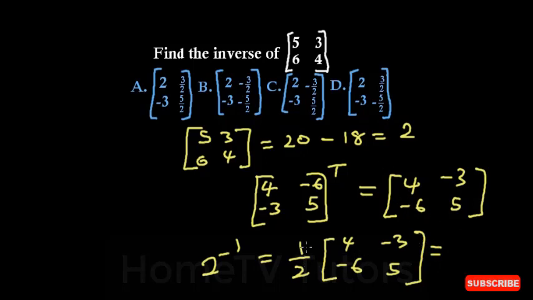Okay, so 1 over 2 times 4 will give us 2. 1 over 2 times minus 3 will give us minus 3 over 2. 1 over 2 times minus 6 will give us minus 3. 1 over 2 times 5 will give us 5 over 2. And this corresponds with the answer option C.